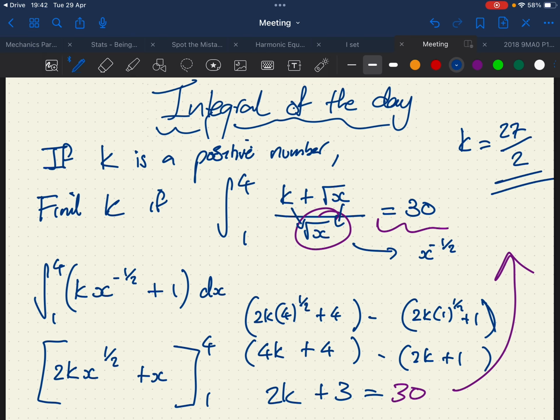So for our integral today, the idea is that we have to be a little bit wary of making the integration harder than it needs to be. When we have just one single term in the denominator, we can divide through.